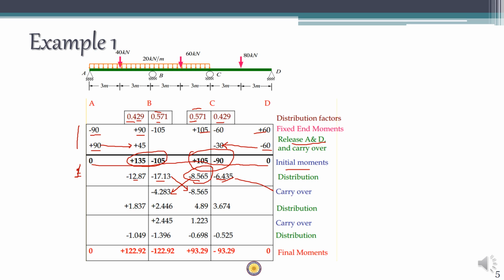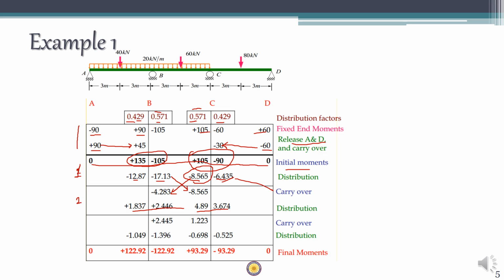We have some unbalanced moment at this joint D. Minus 4.283 is the unbalanced moment at D, so I apply plus 4.283 and distribute that according to the distribution factor. Here minus 8.565 is the unbalanced moment, so you have to apply plus 8.565 as the balancing moment and distribute that as per the distribution factor. With that distribution, we come to the end of another iteration.